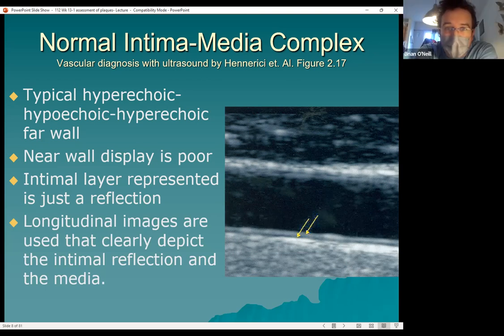So you have the really hyperechoic area there, and then right above that there's a small dark space. That dark space is the medial layer. Yep, medial layer. And then the bright outside is the adventitia, or outer layer.